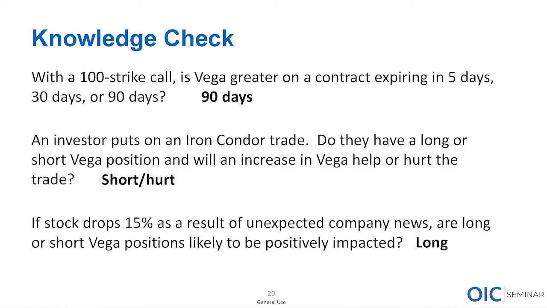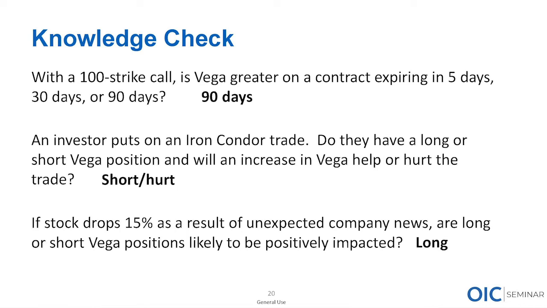So with a 100 strike call, is Vega greater on a contract expiring in 5 days, 30 days, or 90 days? Obviously the answer is 90 days. The reason why is, like we just said, further out you have more volatility on that option as expiration is a lot further away.